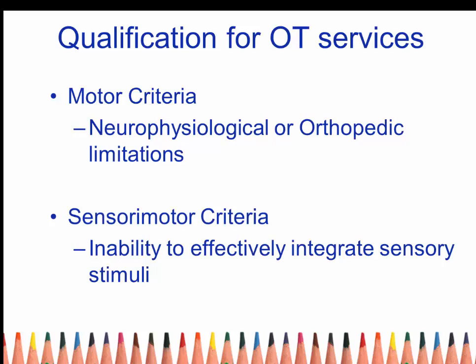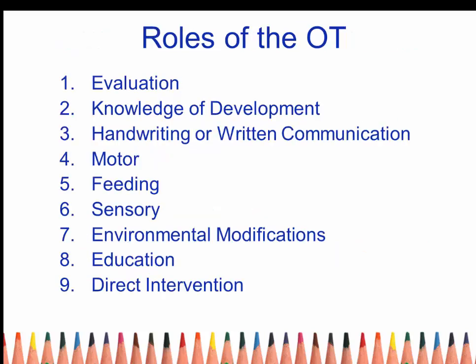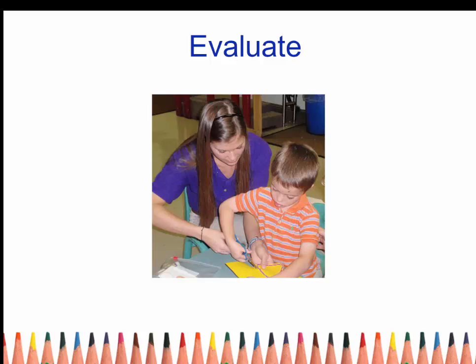I'm going to look specifically at some of the roles of OT. I'm not going to read this whole list, but we're going to go over each one of these areas as we continue. So the first, and we've already talked about this a little bit, is to evaluate. We want to determine what the underlying problems are. So I'm going to look from the bottom-up perspective at what motor components, visual motor, visual perception, or sensory motor deficits interfere with the child's education.